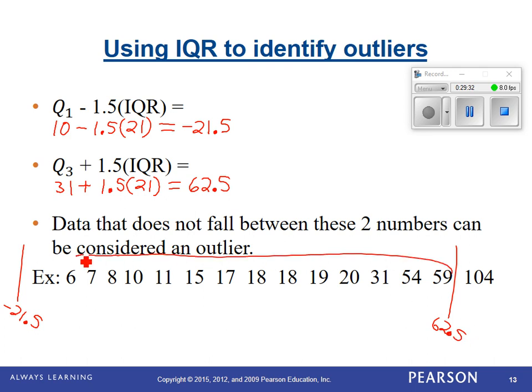Anything that falls outside those two can be considered an outlier. Do we have anything on this end?